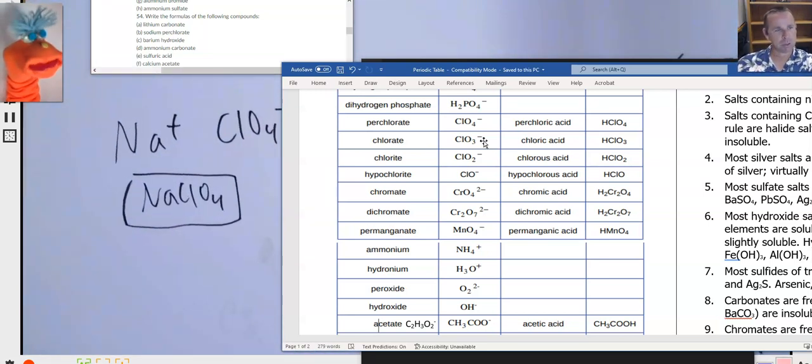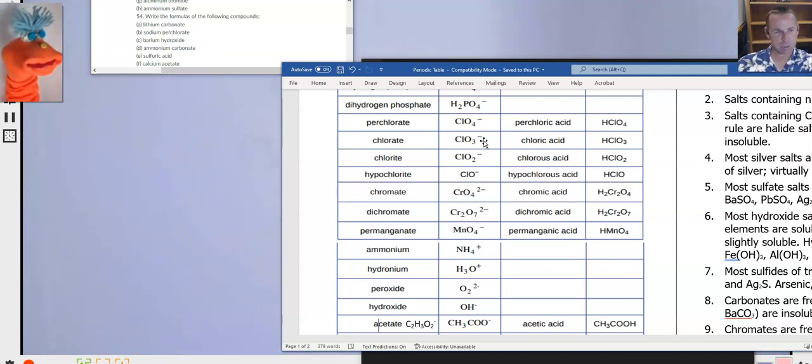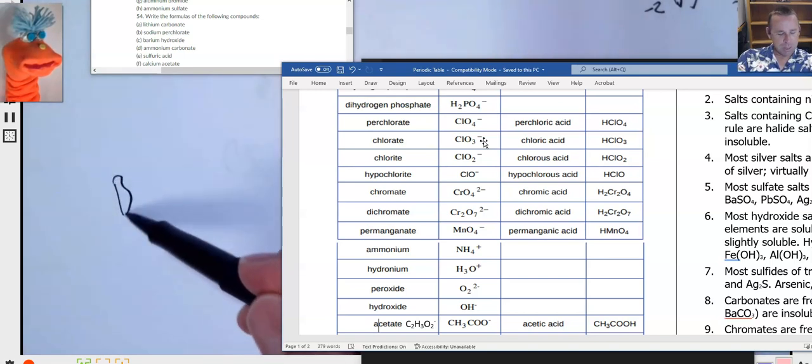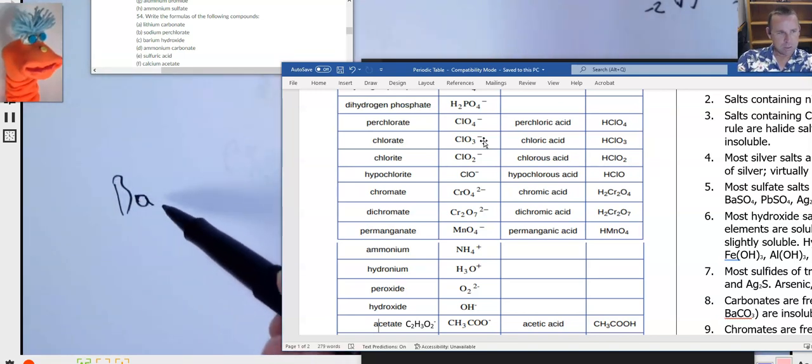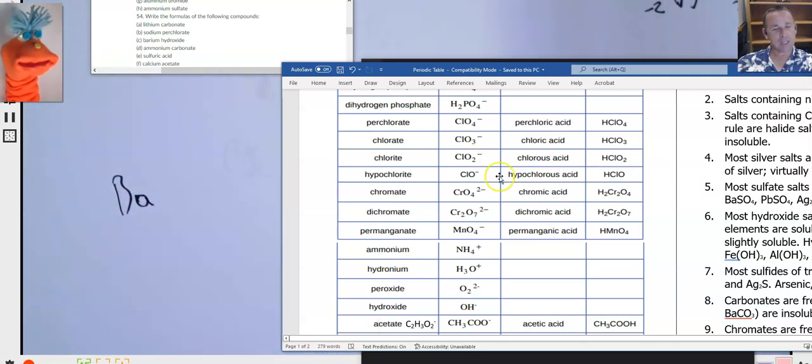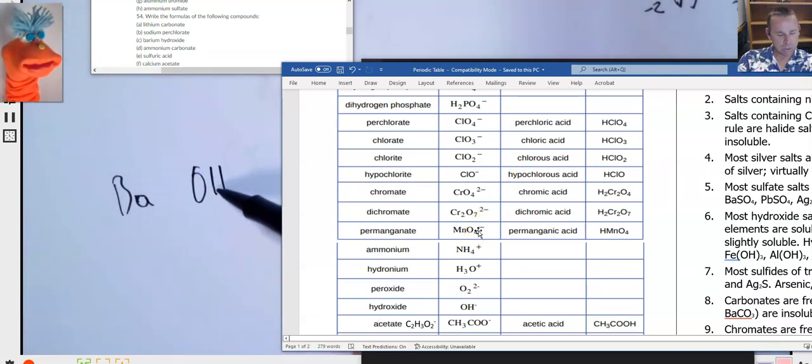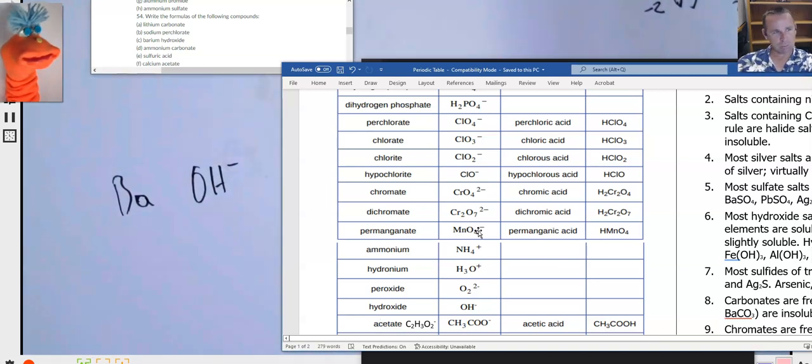Next one is barium hydroxide. All right, barium is Ba, right? Do you remember what the hydroxide ion is? No, what's that? That is a polyatomic ion. Oh, there it is right there, -1. Very good. OH minus 1. What's the charge on barium?